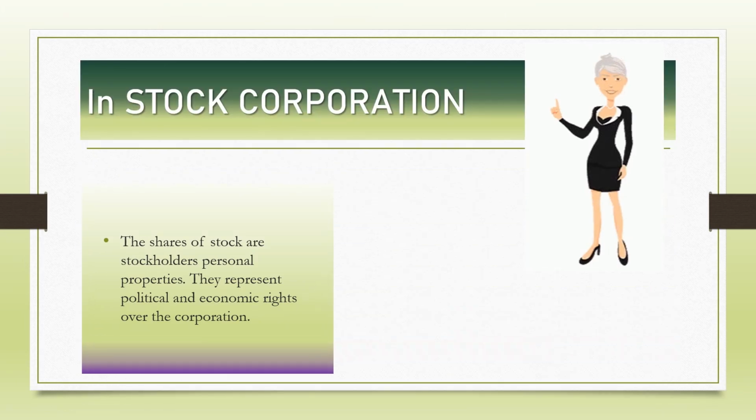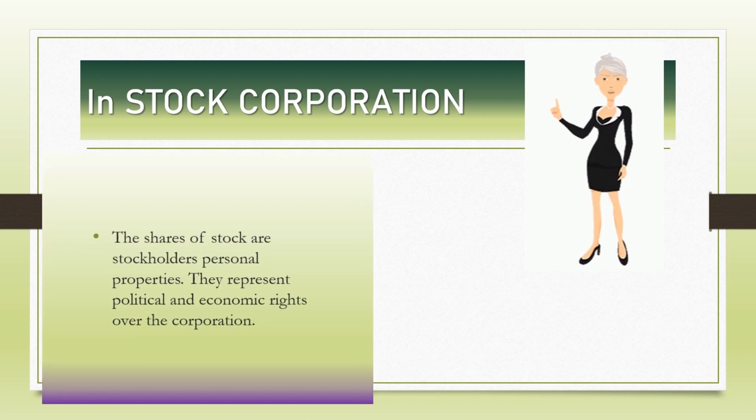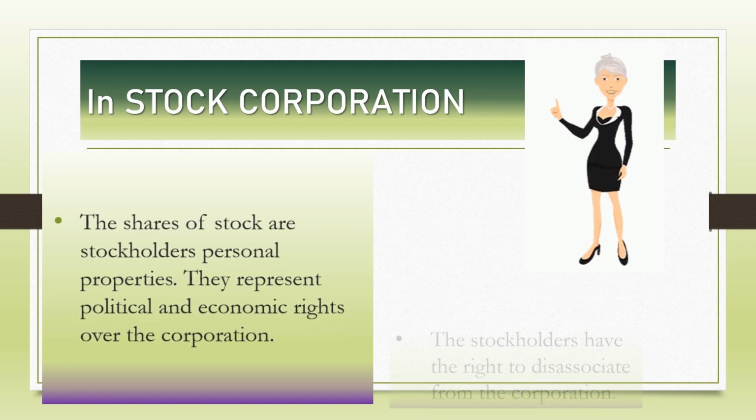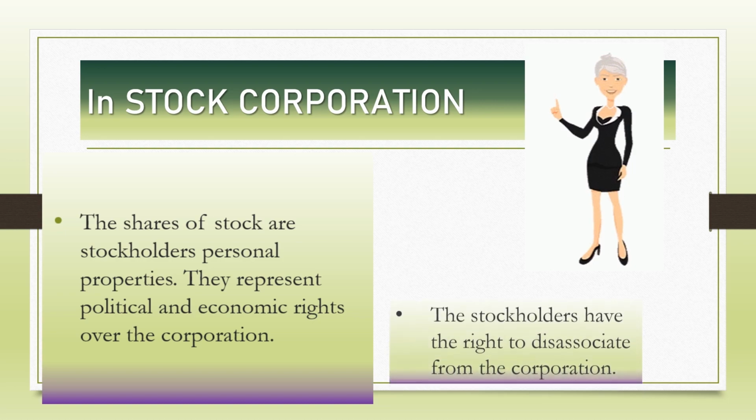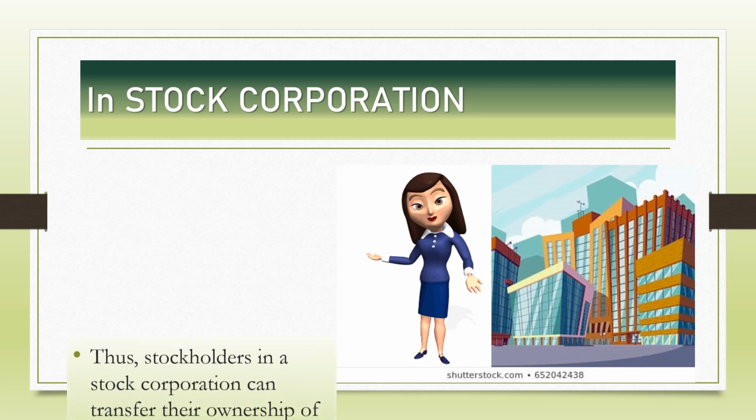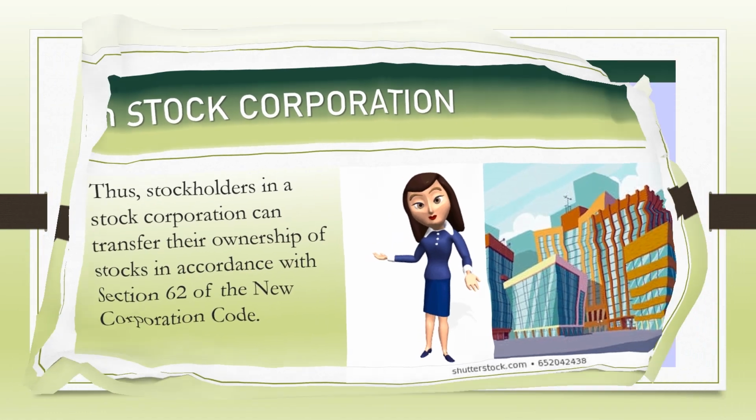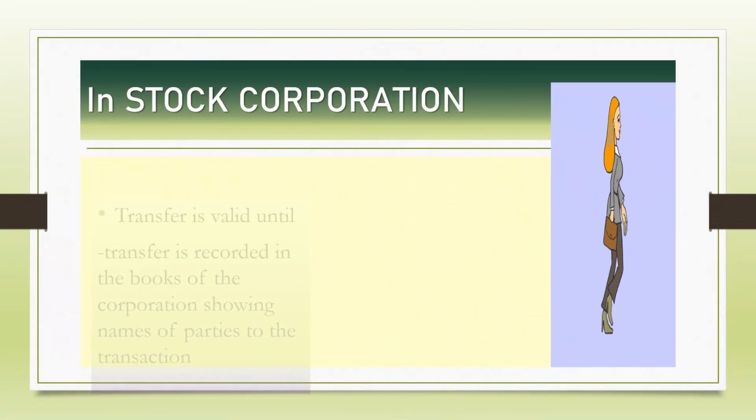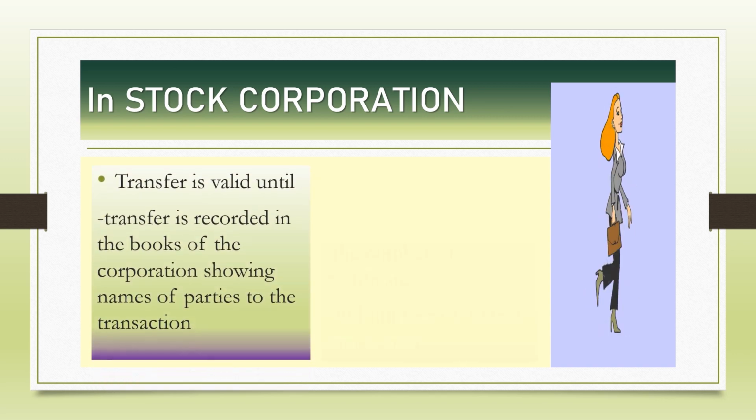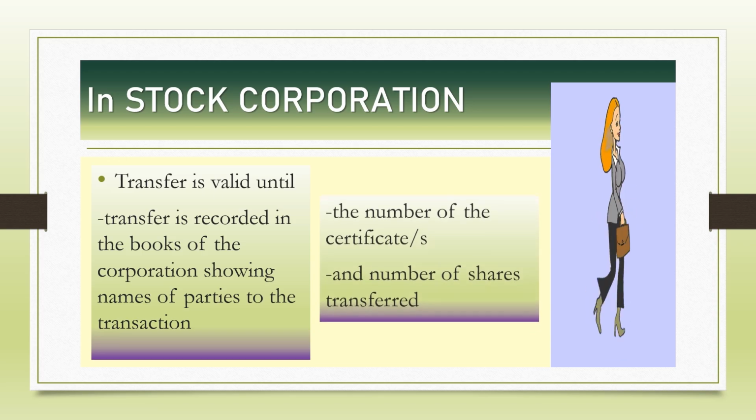In a stock corporation, the shares of stock are stockholders' personal properties. They represent political and economic rights over the corporation. The stockholders have the right to disassociate from the corporation. Thus, stockholders in a stock corporation can transfer their ownership of stocks in accordance with Section 62 of the new Corporation Code. Transfer is valid until transfer is recorded in the books of the corporation showing names of parties to the transaction, the number of the certificates, and number of shares transferred.